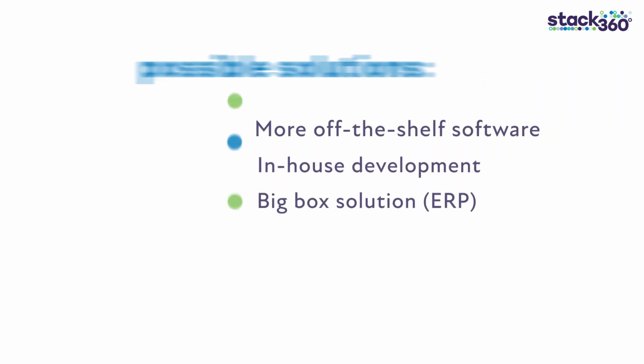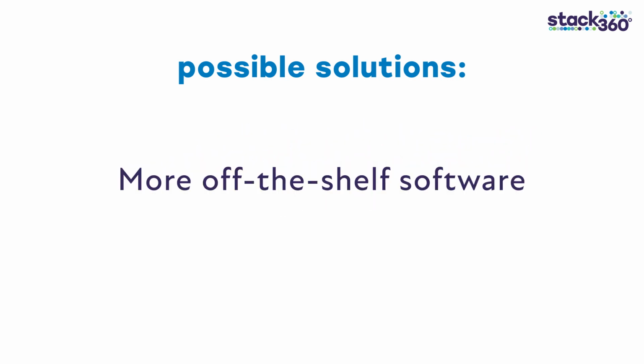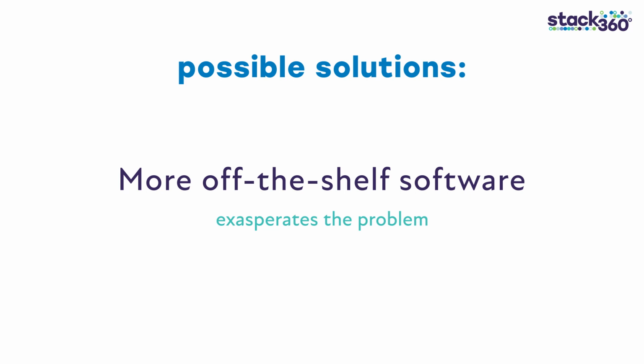Here are the three predominant solutions. Each has its positives and negatives. Getting more off-the-shelf or online services is just more of the same problem. While they may help get you past a certain point, it is clear that it is only a short-term solution.